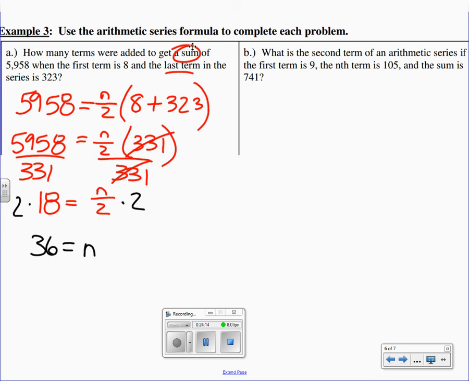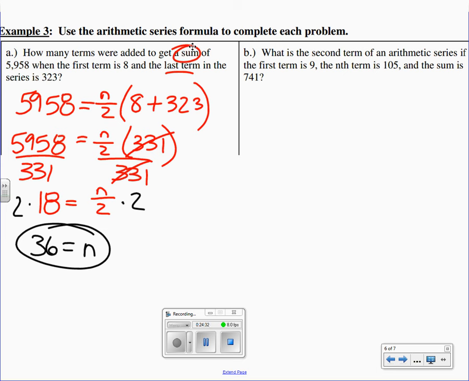Okay, what is the question asking? How many terms were added? N is the number of terms, so we've answered their question. So 36 is the final answer. Okay.